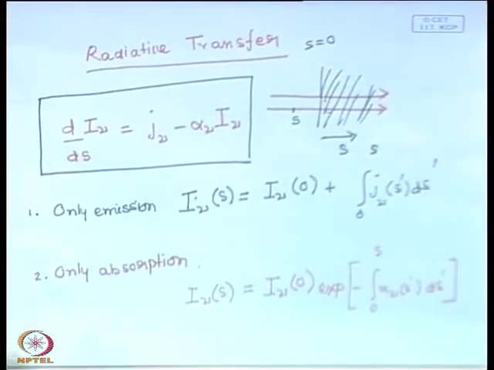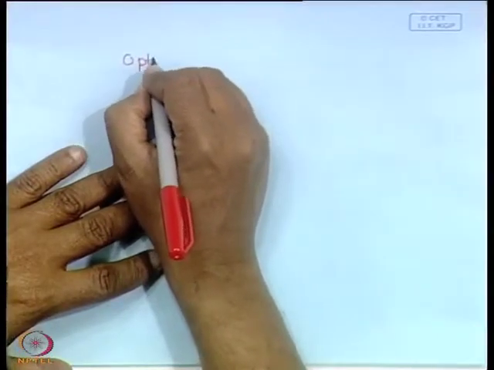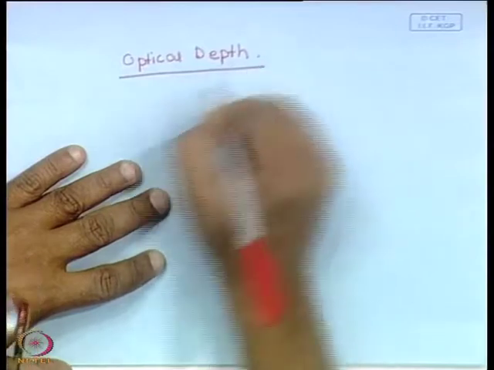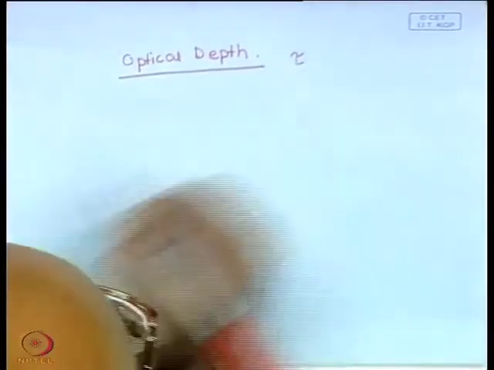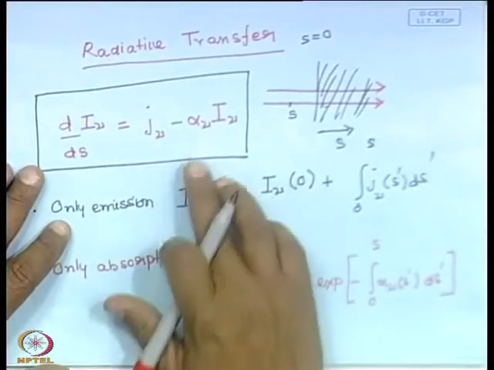Now, we are interested in a situation next where we have both emission and absorption. So, the question is how to solve the radiative transfer equation. In such situations, it is very convenient to introduce something called the optical depth. So, let me introduce the optical depth. We use the symbol tau to denote this quantity, and this is a very useful and a very interesting quantity if you are doing radiative transfer. The way we proceed is that we divide this equation with the absorption coefficient alpha nu.